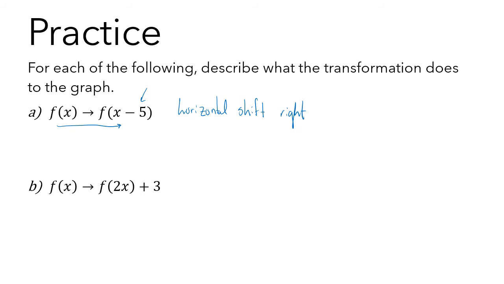So horizontal shift right. On this next one, two things are happening. First, there's a number being multiplied on the inside, and there's a 3 on the outside. So the number on the inside is going to be a horizontal stretch or shrink. Since it's bigger than 1, it's going to be a horizontal shrink. And then you've also got a vertical shift, and it's going to be up. So positive 3 on the outside.